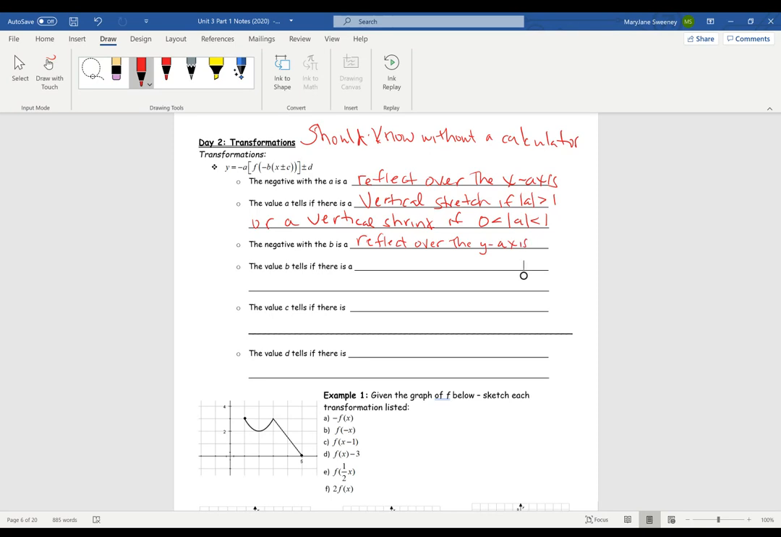The value of B tells us there's a horizontal stretch, and that would be if 0 is less than the absolute value of B, which is less than 1, or a horizontal shrink if the absolute value of B is greater than 1.